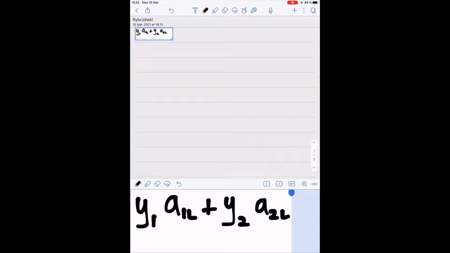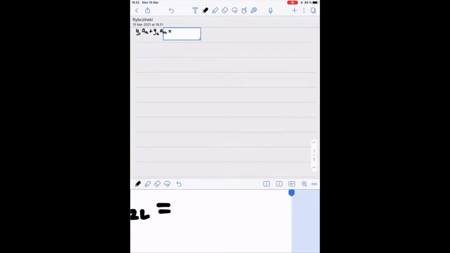All right, let's start with the Rybczynski theorem, and let's start by writing down the full employment condition for labor. So y1 a1L plus y2 a2L equals L bar. Okay. The objective of the Rybczynski theorem, as we said, is to study how a change in the total factors of production, in the endowments of the factors of production, L bar or K bar, is going to affect total output, holding constant the prices of final goods.